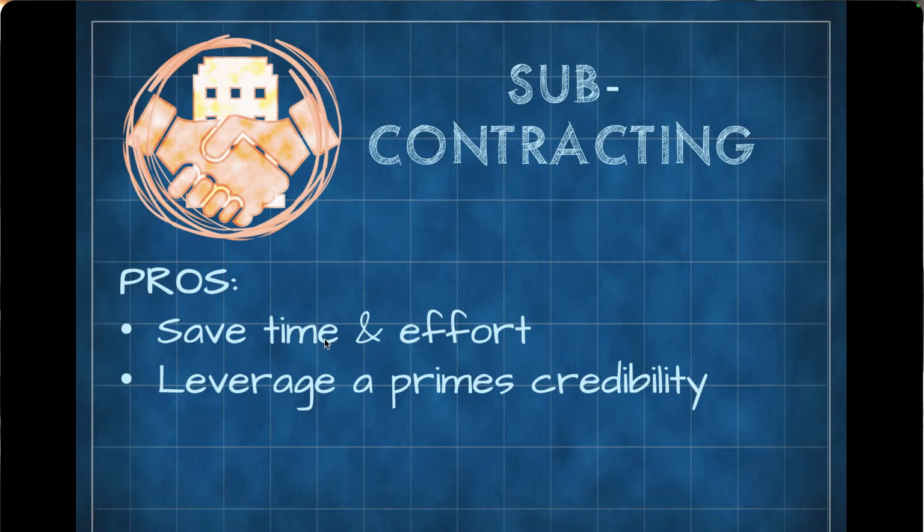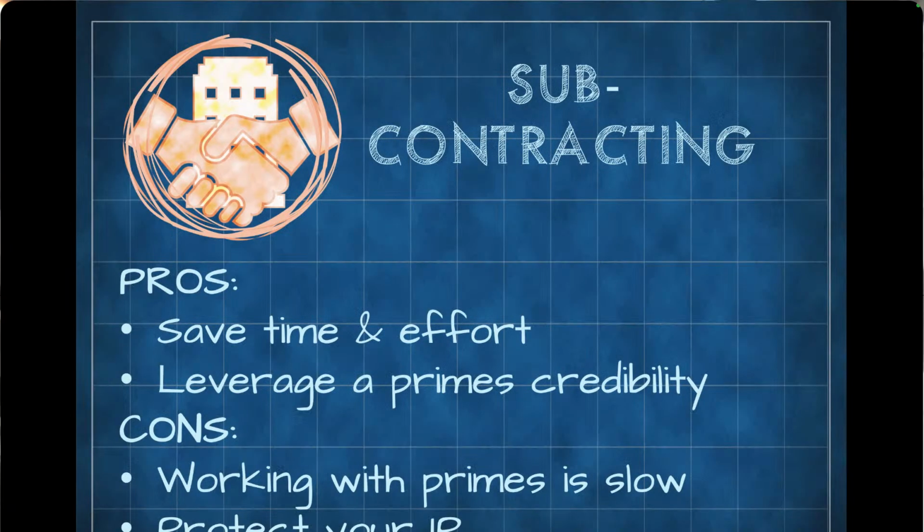Number one, it can save so much time and effort because the prime has the contract vehicles in place. They know the government customers. They know how to write proposals. They have all the compliance infrastructure in place. They've got everything that is needed to make the sale. And by subcontracting to them, you're piggybacking off of all of that work they've already done. So that's great. The con of this is that, frankly, working with primes is slow.